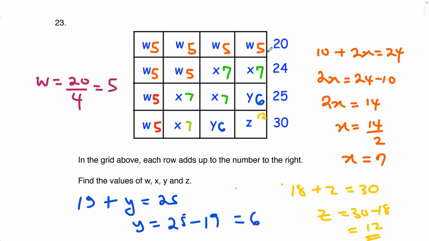Now, if you add this across, you see you're going to get 20. If you add across, 24, again across, and across, you get the corresponding values on the right side. So this is it.